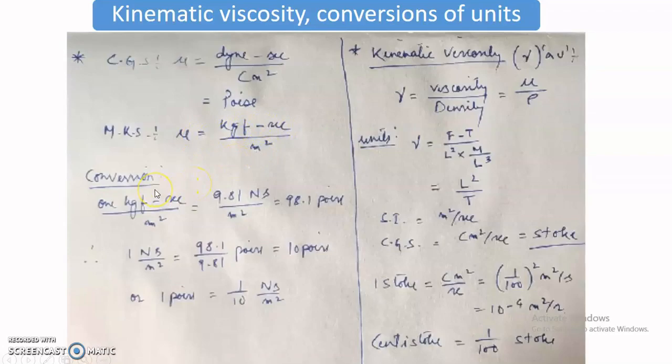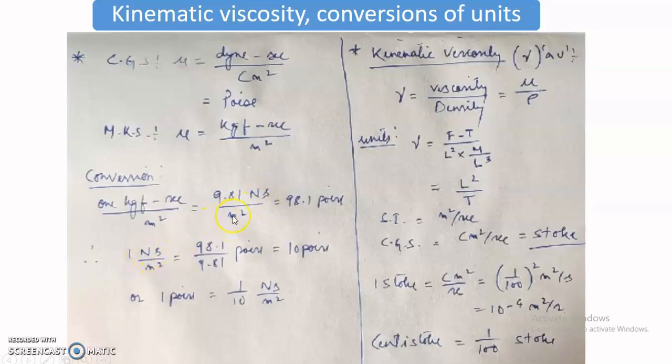Let's see also the conversions of these different unit systems: SI, CGS and MKS. So you can see we have 1 kg force second per meter square, which is equal to 9.81 Newton second per meter square, or equal to 98.1 poise. Let's see the conversion now. So therefore, let's take 1 Newton second per meter square here.